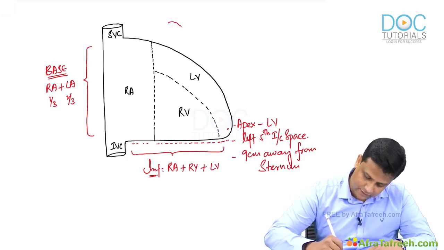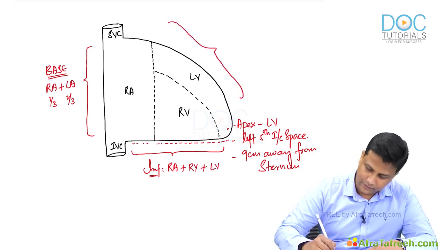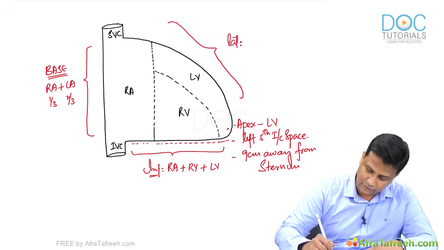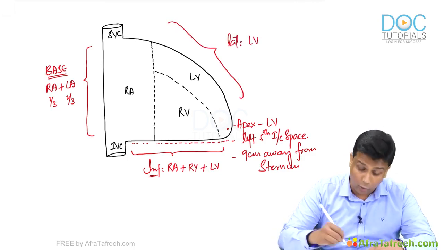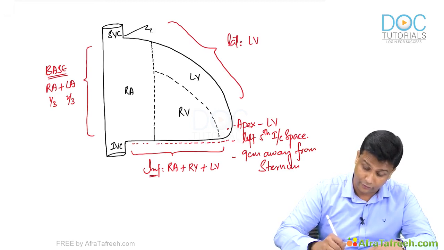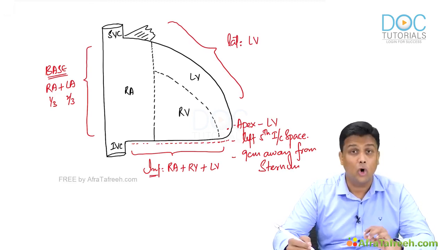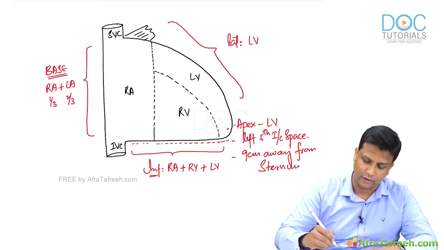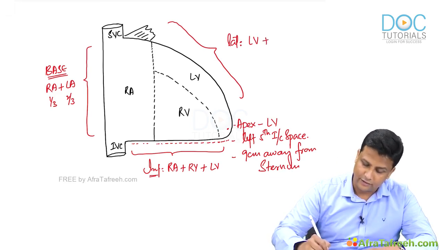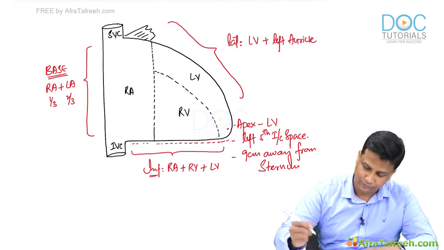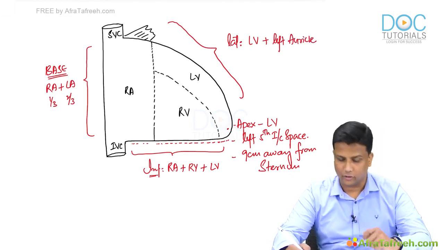What about the lateral surface of the heart, guys? The lateral surface of the heart is formed by the left ventricle. Along with the left ventricle, here you will be able to find an ear-like projection. And this ear-like projection here is nothing but the auricle. Which auricle? Left auricle. So the lateral surface of the heart is formed by the left auricle also. Left ventricle and left auricle.